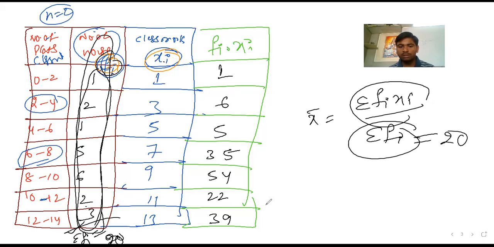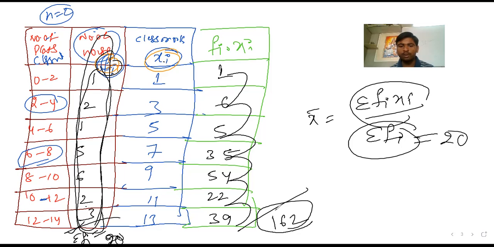Sigma fi xi means what? This you all add. 1 plus 6, 6 plus 5, 35, 54, 23. These are all you have to add. You are going to get the answer 162. You can add by using a calculator or something else, or you can do it manually. 33 plus 22, 22 plus 54, like 162. So you got 162.